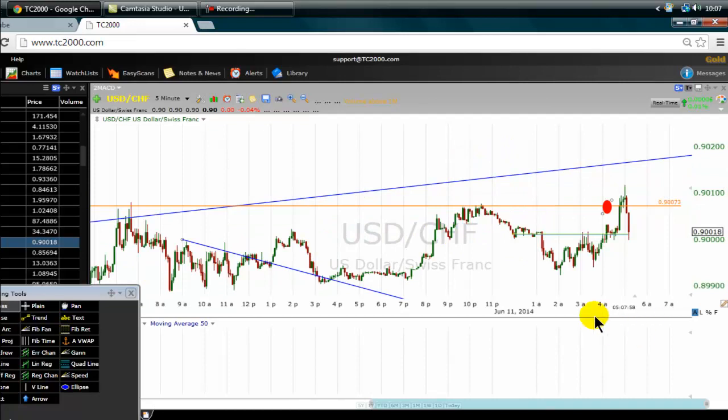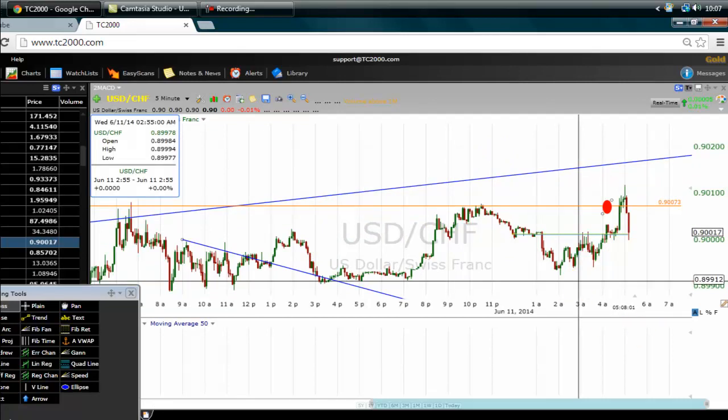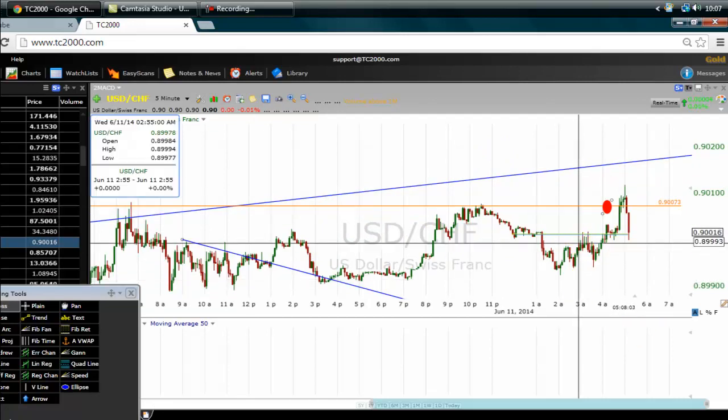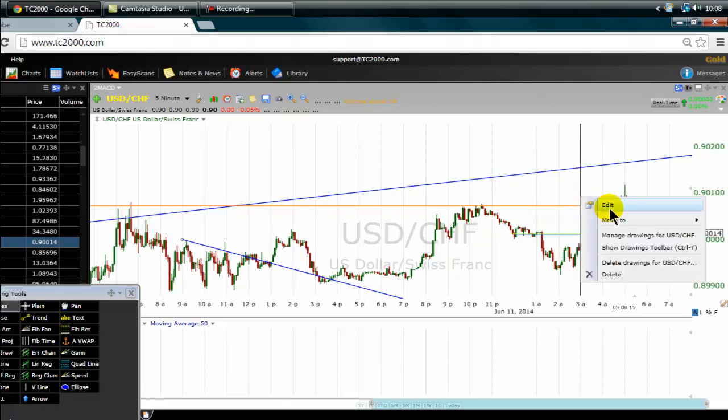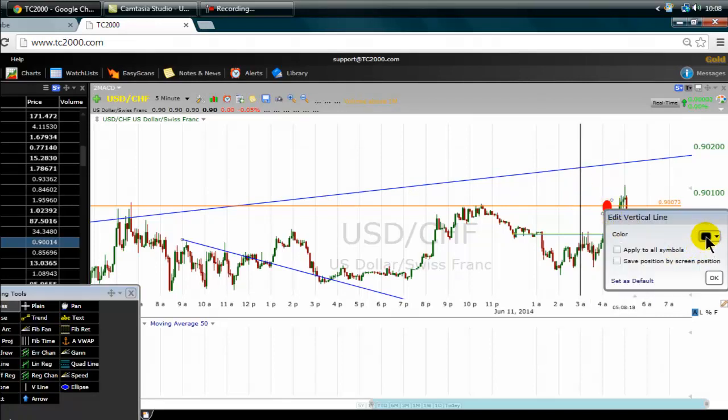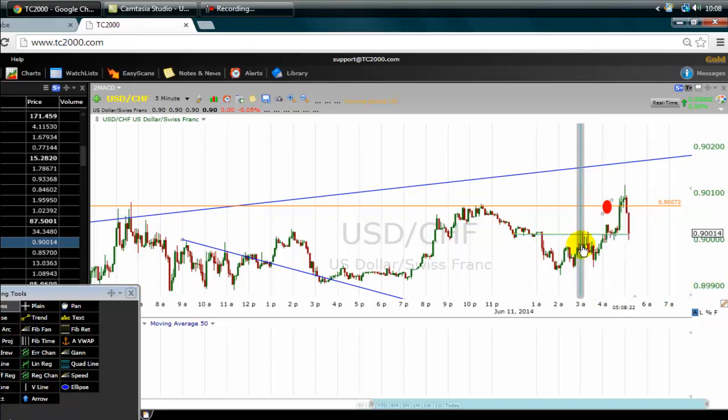Because why? A new market will open the next day here. London did open today here. I can place a vertical line there. London did open here today at 3 a.m. Eastern time, that's 8 a.m. London time. And you can bet on it very often that if they want to sell after London open, they will bring the price up. If they want to buy after London open, very often they will bring the price down.